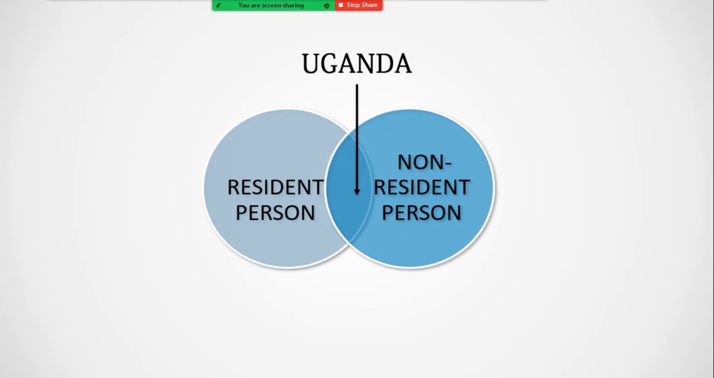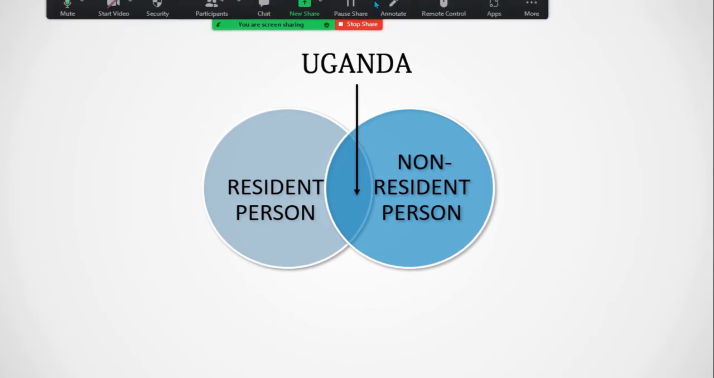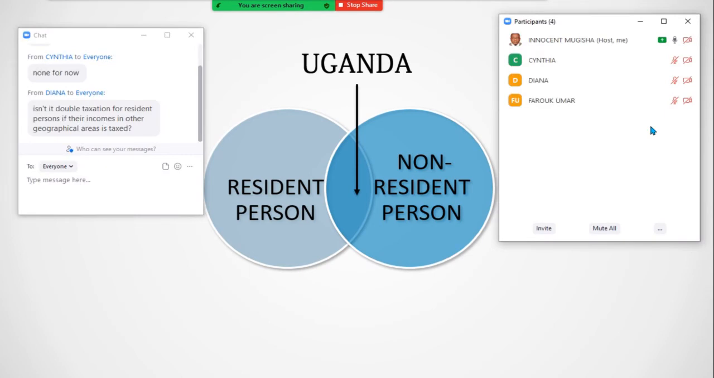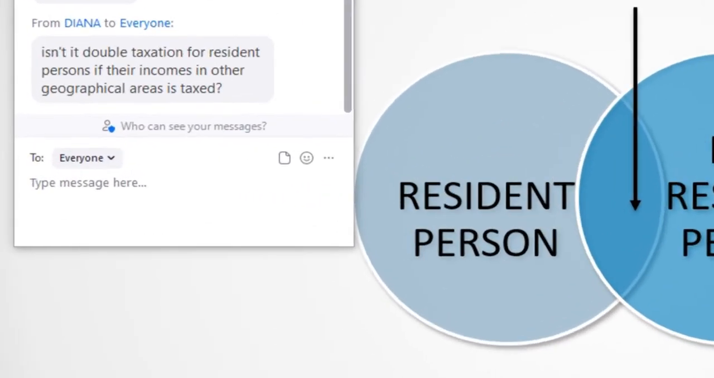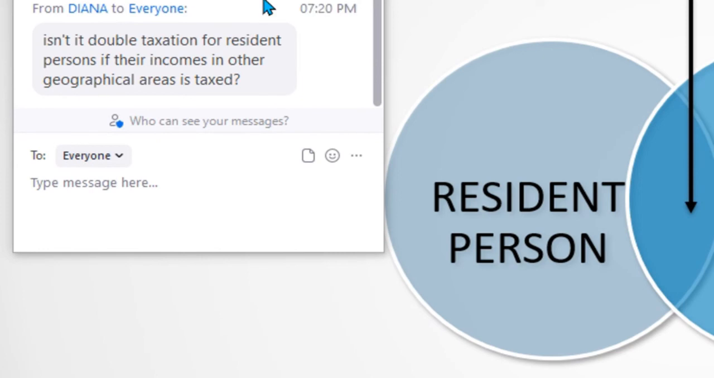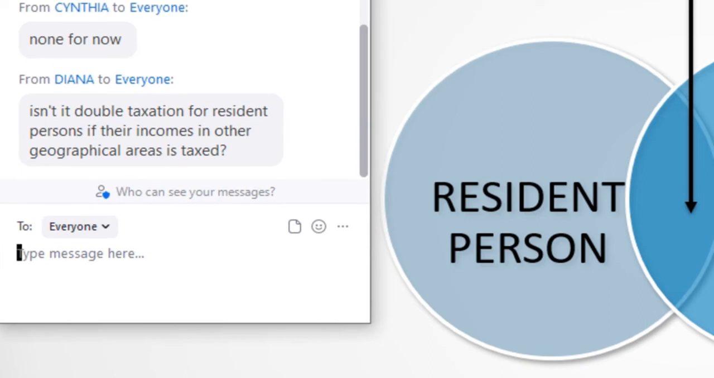Okay, so any question so far? Any question you can type in the chat. Isn't it double taxation for resident persons if their income in other geographical areas has already been taxed?